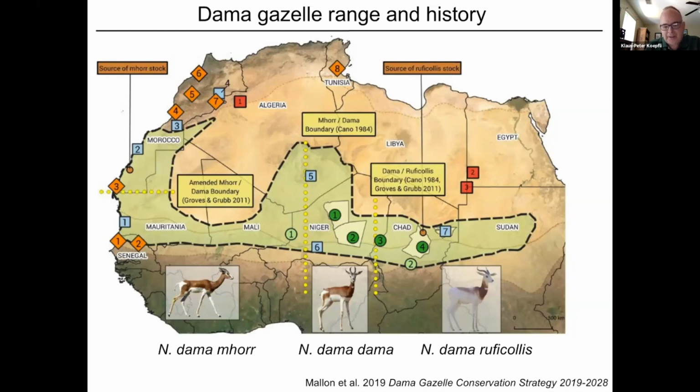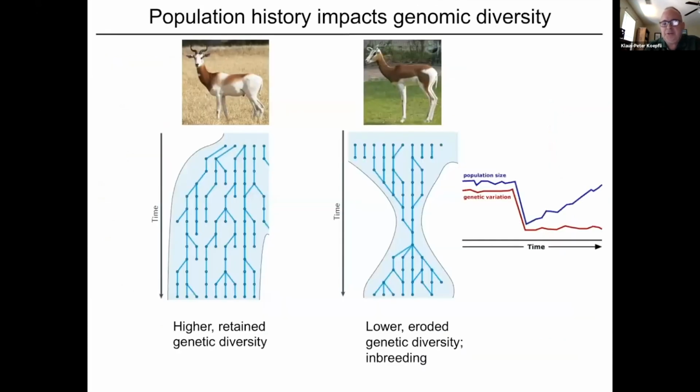But we also know that the Adra gazelle, the other subspecies, Nanger dama ruficollis, was also brought into captivity and is mostly managed in North American zoo and ranch populations, so ex situ populations there. These two subspecies have very different population histories in terms of their introduction into captivity. A larger number of Adra gazelles were brought into North America in the late 1960s, and so we would expect this population today to have retained more genetic diversity over time.